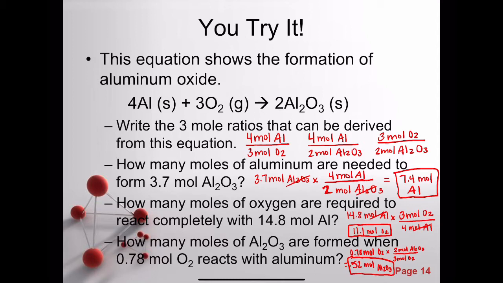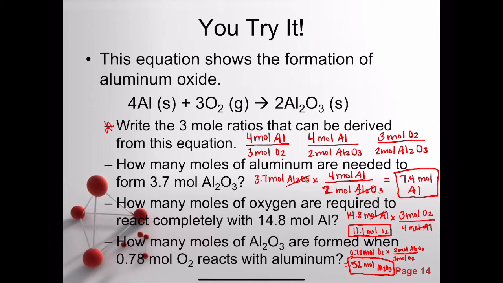So you should have something like what I have written here. If yours are flipped, that's fine, but you should have 4 moles of aluminum per 3 moles of O2, 4 moles of aluminum per 2 moles of Al2O3, and 3 moles of oxygen per 2 moles of Al2O3. Okay, that should be your 3 ratios.